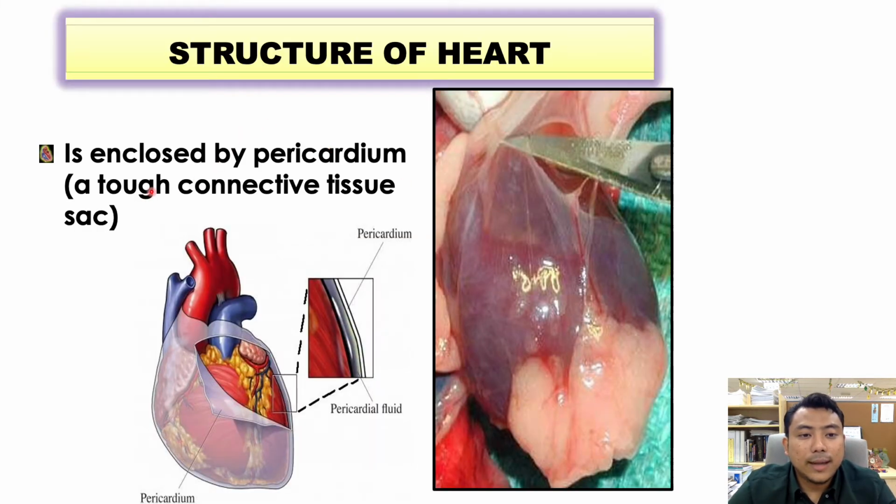So structure of heart. It is also enclosed by pericardium. It is a tough connective tissue sac. So sebenarnya jantung ni dia dibaluti ataupun diselaputi oleh satu selaput. Nama selaput tu adalah pericardium. And underneath the pericardium dia ada macam fluid sikit, cair sikit. Nama dia adalah pericardial fluid. But yang paling penting untuk hafal, yang tahu adalah pericardium. Ni yang nampak warna putih macam satu selaput ni, okay?